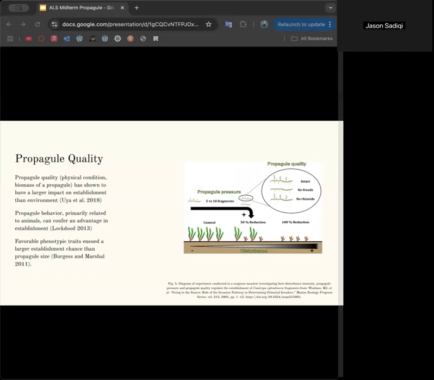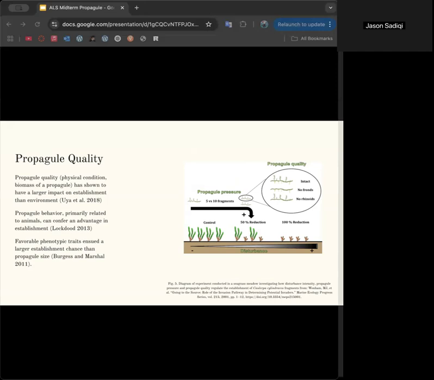Favorable phenotypic traits have also been shown to increase establishment chance, as shown in an analysis by Burgess and Marshall in 2011. Burgess and Marshall studied the phenotypic effects of the marine bryozoan compared to other factors we've discussed, and found that having the trait for a short egg dispersal time had the largest influence on establishment and was necessary. For example, increasing propagule size and number on a population that all had long dispersal times did not increase establishment because they did not have the phenotypic trait of short dispersal times, which appeared to be necessary for possible establishment.